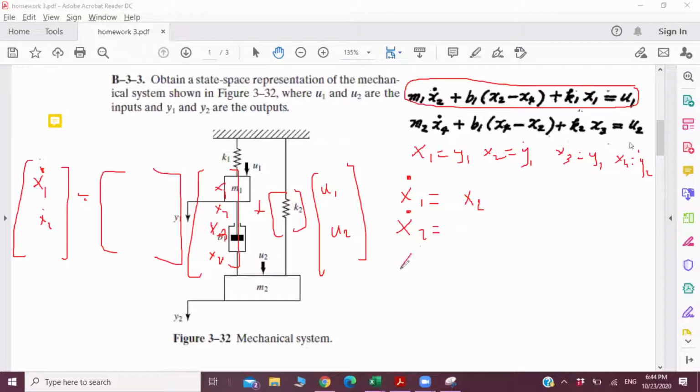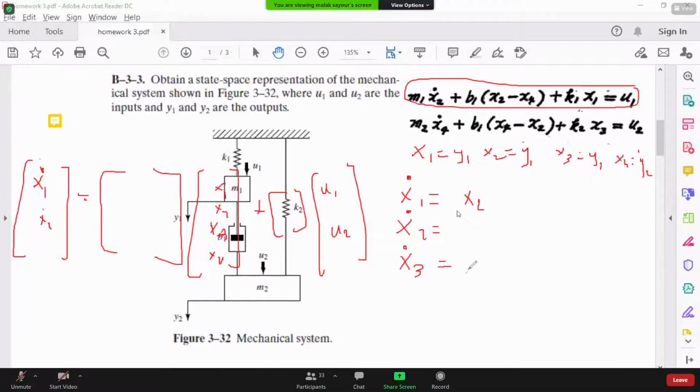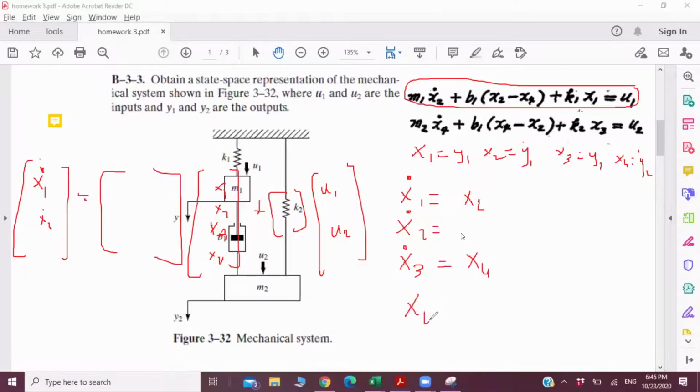Okay, is that clear for everyone? Any question? Or should I continue? No, it's fine. Okay, so now what's x3 prime? x4. Exactly. And what's x4 prime? Maintain equation. u2 minus b1, exactly. x4 minus x2. I just have to use this.